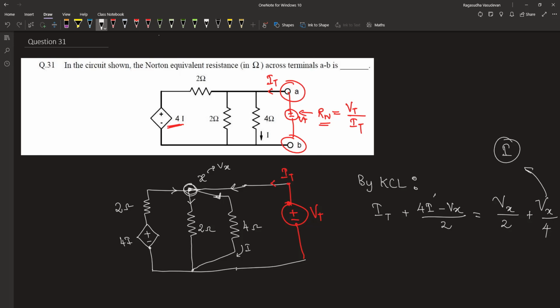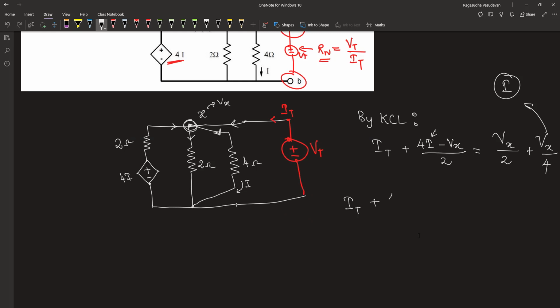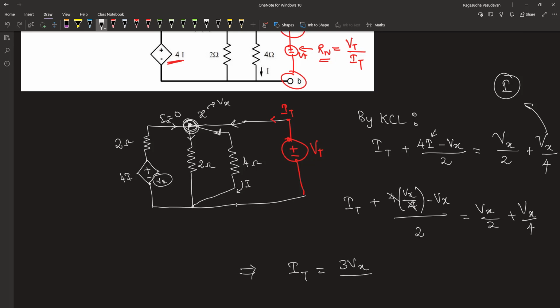Let's substitute the value of I over here. It plus 4 into Vx by 4 minus Vx divided by 2 is equal to Vx by 2 plus Vx by 4. This current goes to 0 because Vx minus Vx is 0. So this is also Vx and this is also Vx. Therefore, this current, let us call it Ia, is equal to 0, because when there is no potential difference, no current flows into that branch. This implies that It is equal to 3Vx divided by 4.